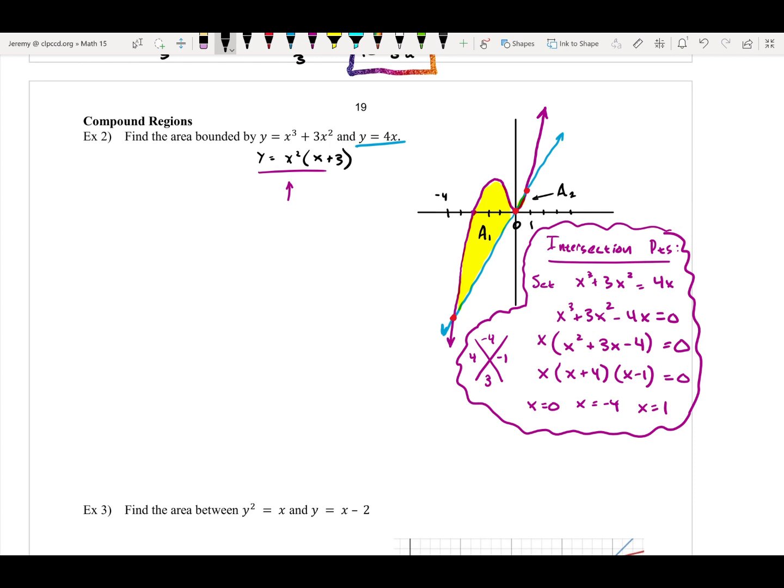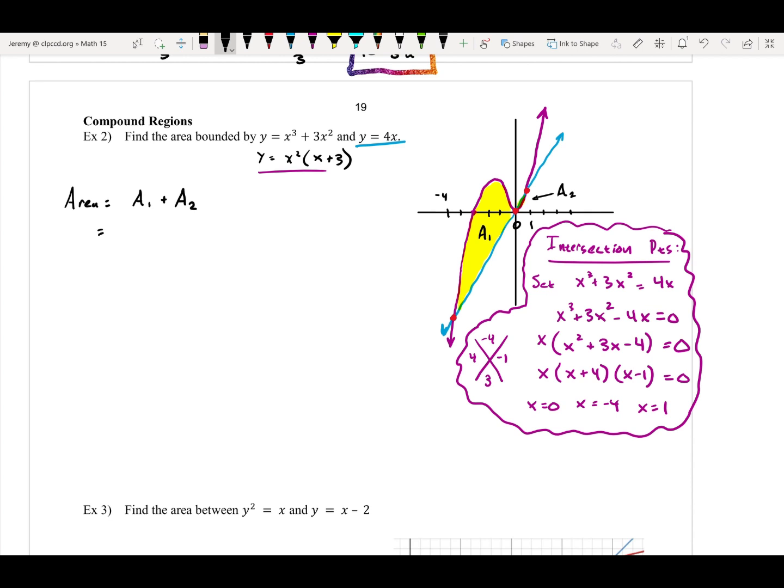Okay, and now I'm ready to start setting up some integrals. In this case, we have a compound region. So that's what we're talking about here. Compound regions, sometimes more than one region will be formed by overlapping two functions, two graphs. So in this case, the total area is going to be equal to A1 plus A2.